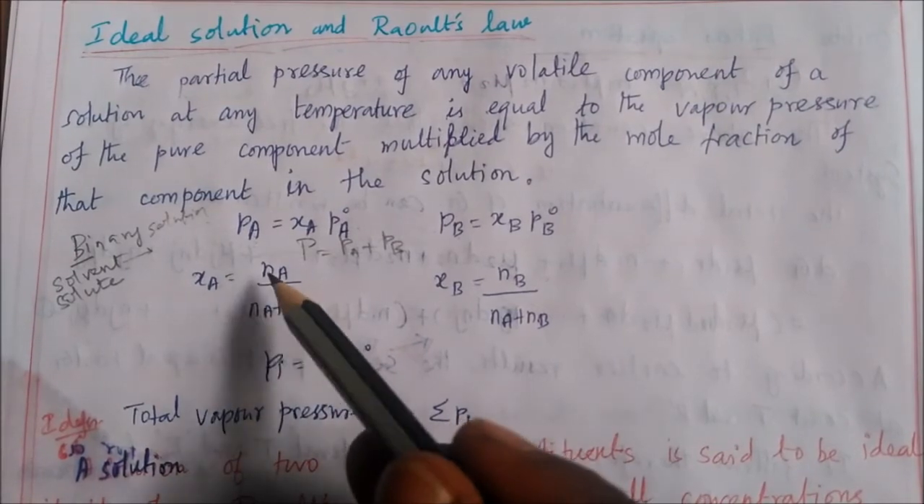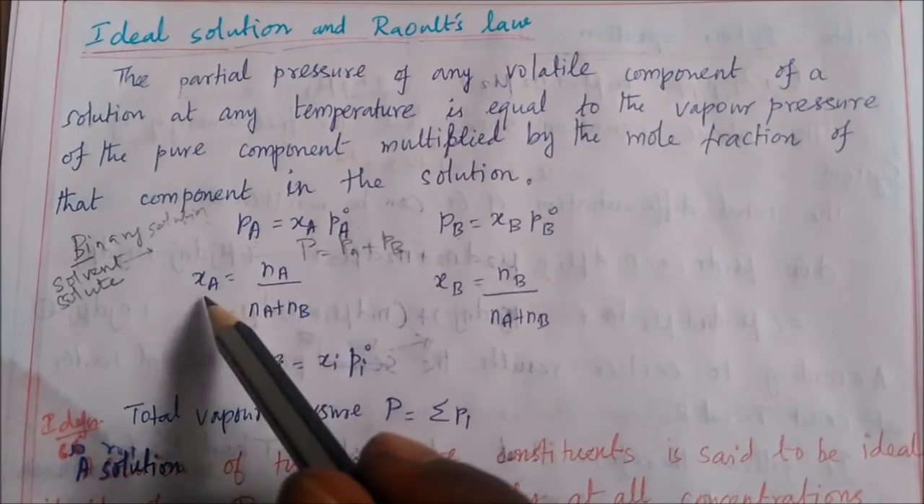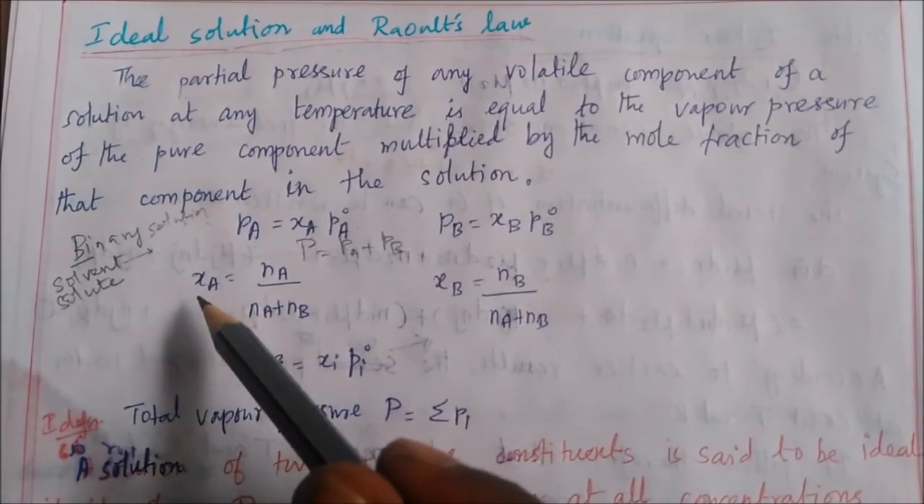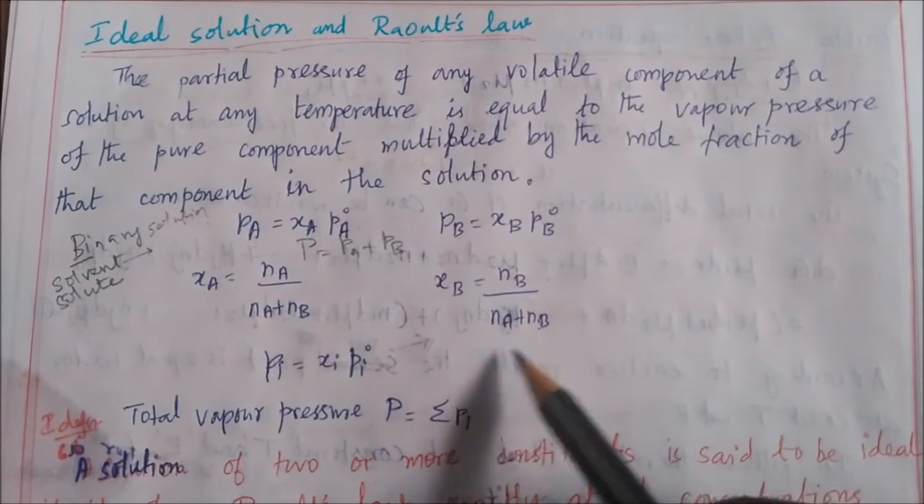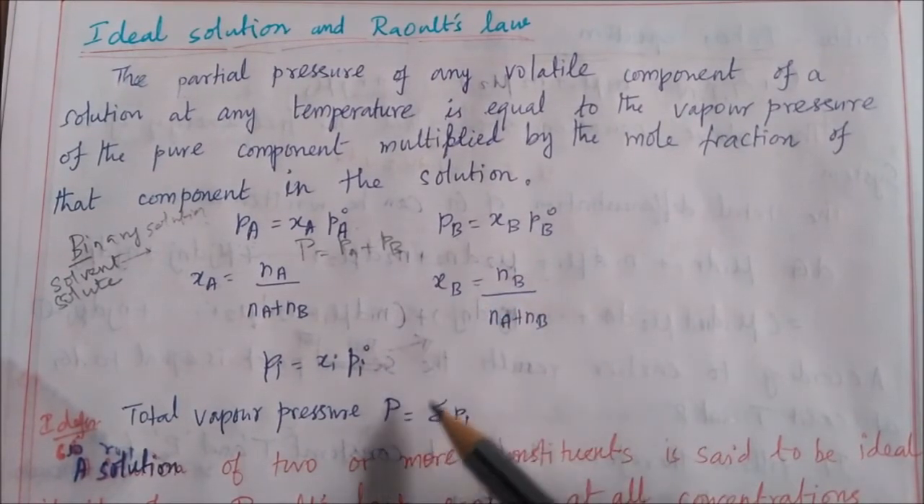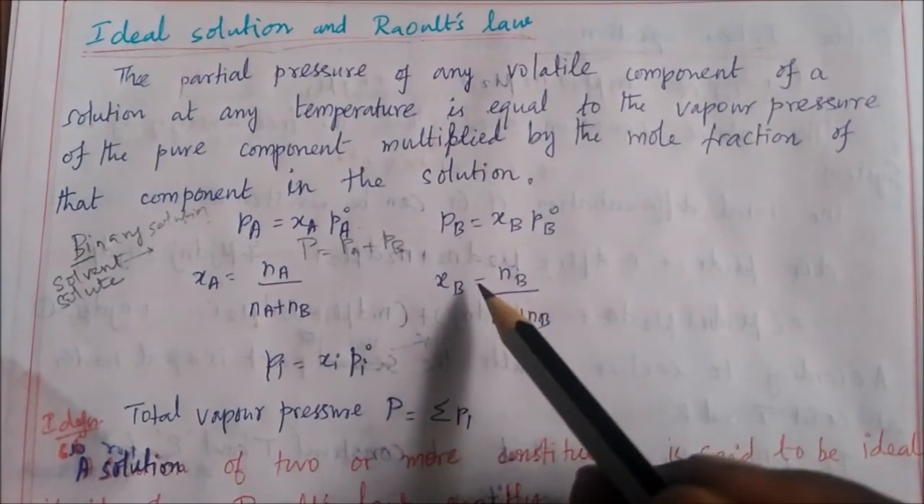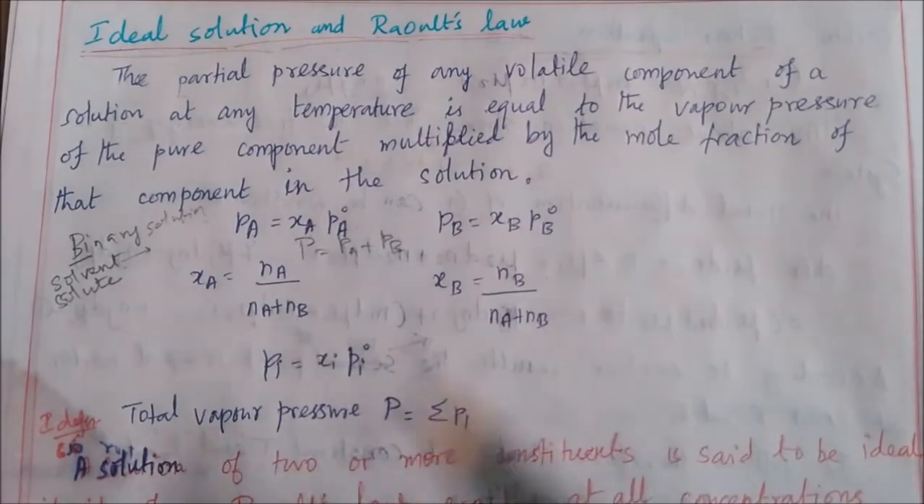So the number of moles of A divided by the total number of moles gives us the mole fraction of A, and the number of moles of B divided by the total number of moles gives us the mole fraction of B. Okay, clear? So these are the values. We can get the mole fraction values here.